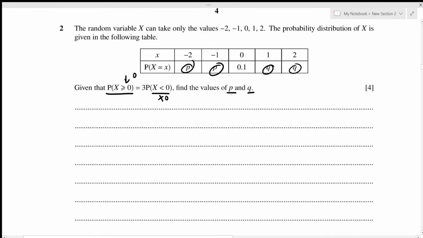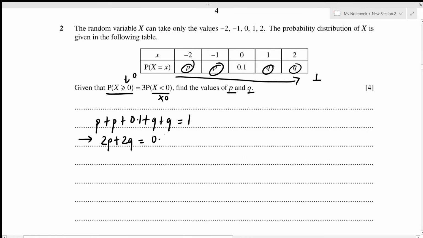Since we need to figure out the values for two different variables, we need to figure out two different equations first. So the first equation will be to sum all these probabilities. So we know that the total probability should always be equal to 1, right? So that's going to be our first equation. So that's p plus 0.1 plus q is going to be 1. That's just 2p plus 2q equals 0.9. So let's put it in terms of q. So that's p equals (0.9 minus 2q) divided by 2.